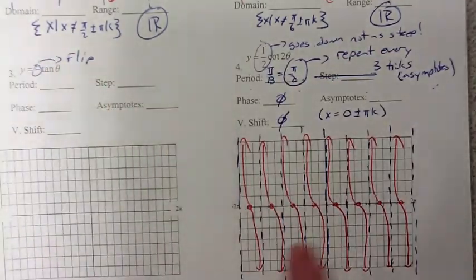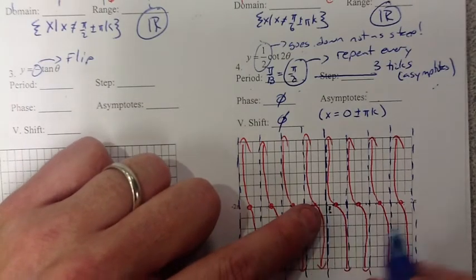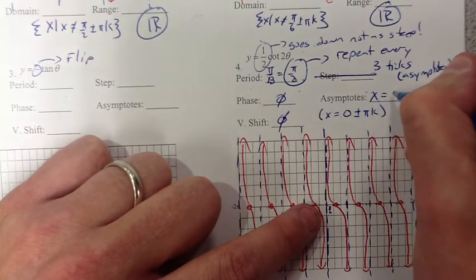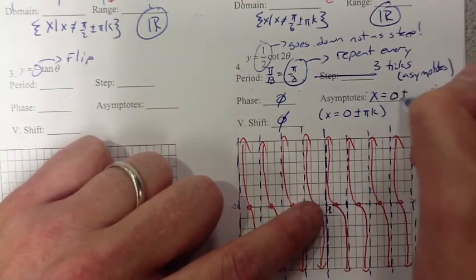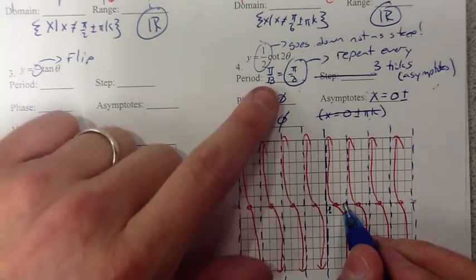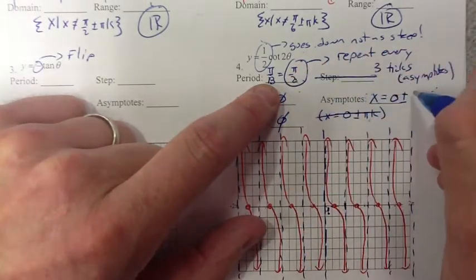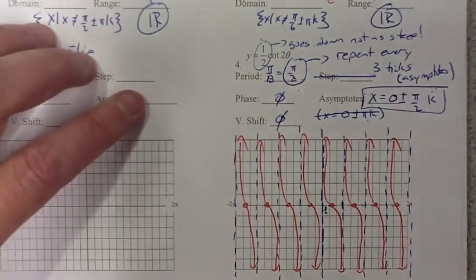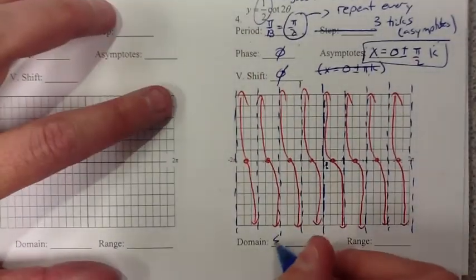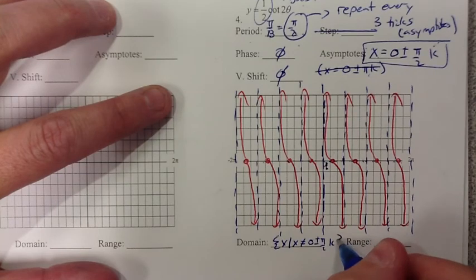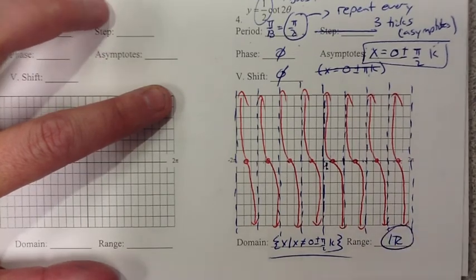Now, our asymptotes, again, come from here. Be careful. When I get this, it's going to be x equals, I pick my first asymptote, it's 0. But it normally repeats every pi k. It no longer does that. It's repeating every pi over 2, and that's basically your period. So if you know your period, you actually know where the asymptotes are. It's pi over 2 k. And then to get your domain and range, remember, your domain is just anything but those, and your range is all real.